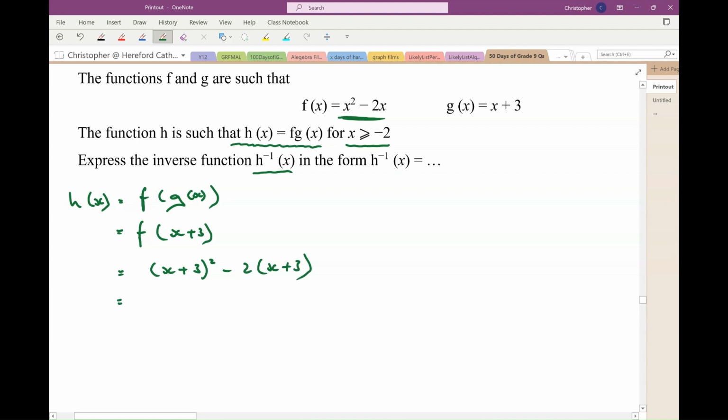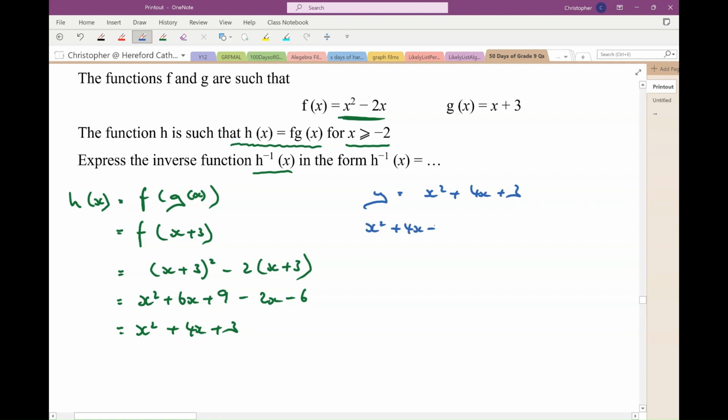That's going to be x squared plus 6x plus 9 minus 2x minus 6. So that's going to be x squared plus 4x plus 3. So there's an expression for h of x. And I need to find the inverse function. So I'm going to start by writing y equals x squared plus 4x plus 3. Now I'm going to make x the subject. Let's switch it around first. x squared plus 4x plus 3 equals y. Let's complete the square. x plus 2 squared minus 4 plus 3 equals y. x plus 2 squared minus 1 equals y.